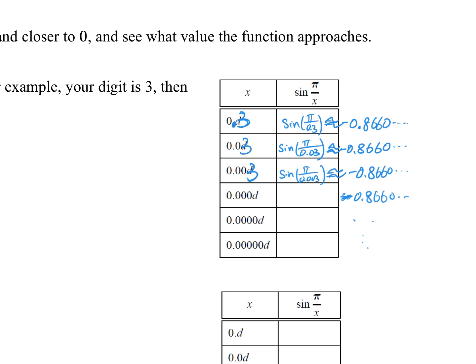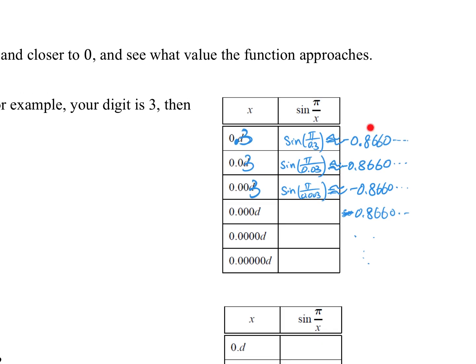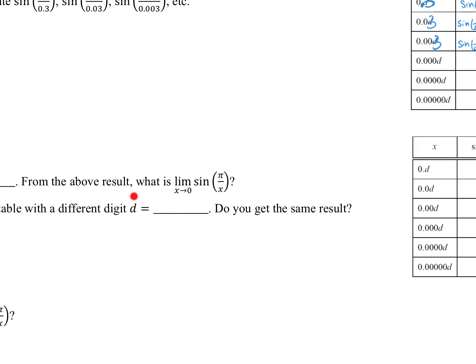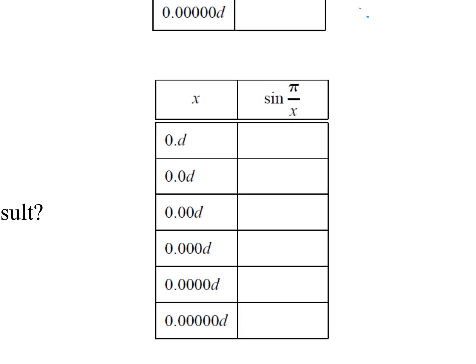Now, pause the video and make a conjecture. Can I, based on this, conclude that the limit when x is approaching 0 is equal to that decimal value that starts with negative 0.8660 and so on and so forth? So think about it. If you feel like, okay, yes, that's sufficient evidence, then I would like you to change this d to some other value. For instance, change to 0.2, 0.02, 0.002, and so on and so forth.